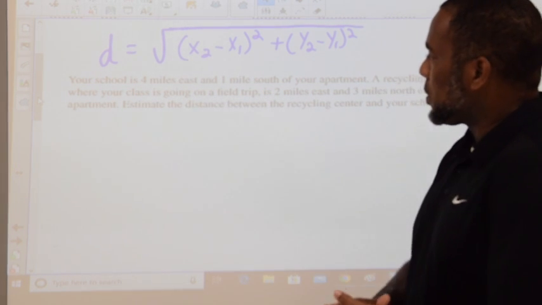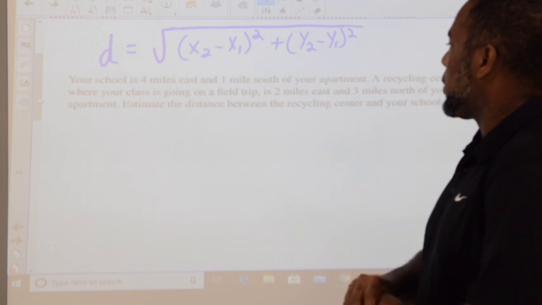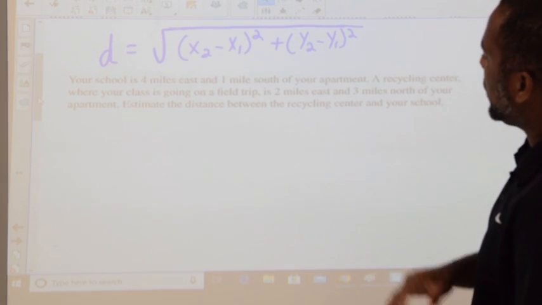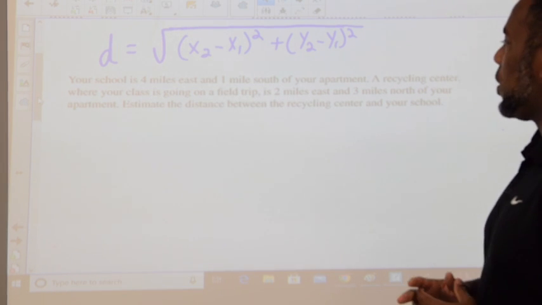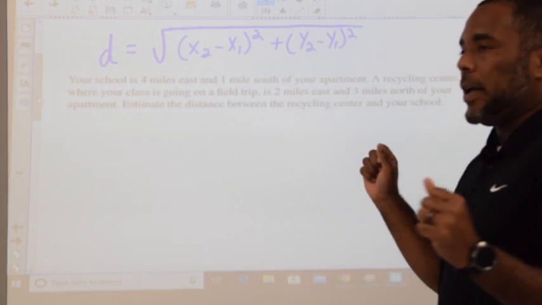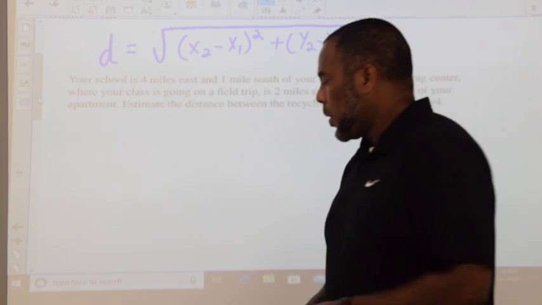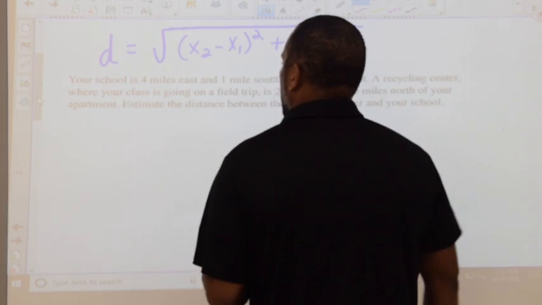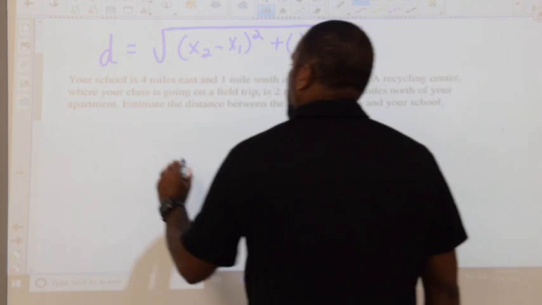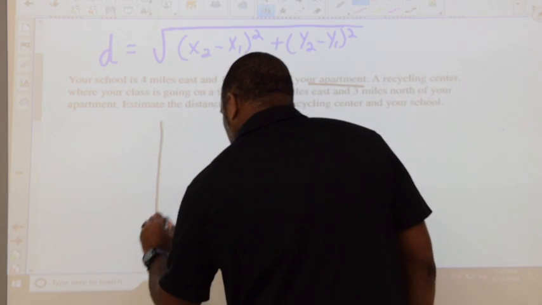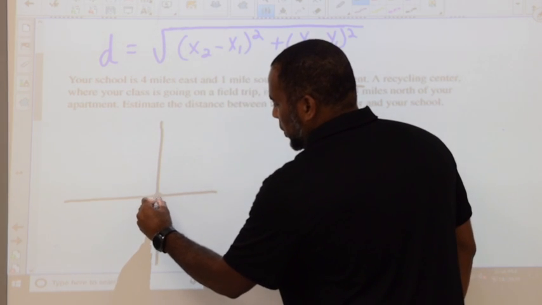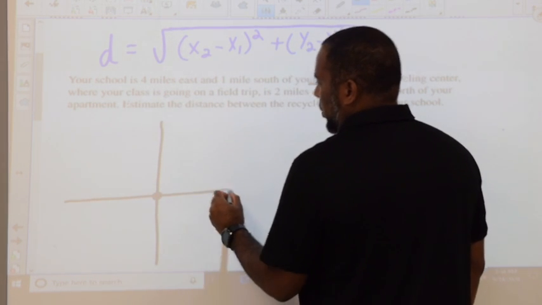So it tells us our school is 4 miles east and 1 mile south of your apartment. A recycling center where your class is going on a field trip is 2 miles east and 3 miles north of your apartment. Estimate the distance between the recycling center and your school. Now, the pivotal part here is your apartment. So here, that's where we will begin. We're going to begin at our apartment right here, or your apartment, my apartment.